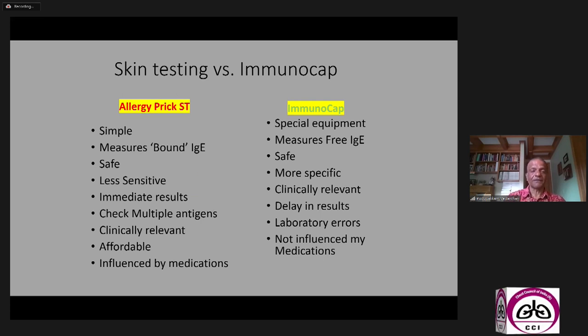And these are some of the differences between allergy prick test and ImmunoCAP. Allergy prick test is a simple test. It measures bound IgE, which is actually what happens in nature. It is safe, it gives immediate results. It's quite sensitive, about 80%, clinically relevant, affordable, but influenced by medication. That is the only limitation. Whereas ImmunoCAP is extremely specific. It's quite sensitive, but clinically a little less relevant than the prick skin test, and measures free IgE, which is not the natural thing, and it is quite expensive.